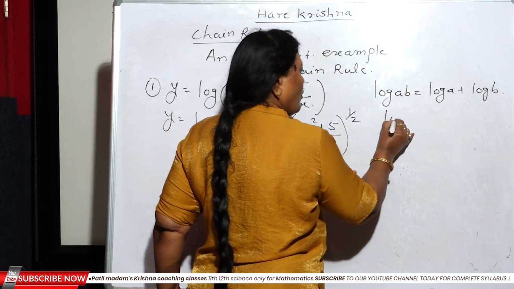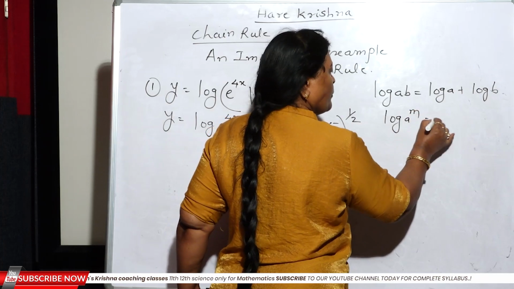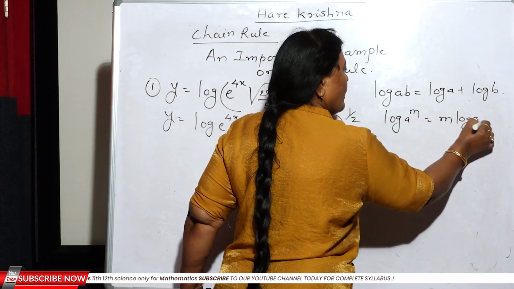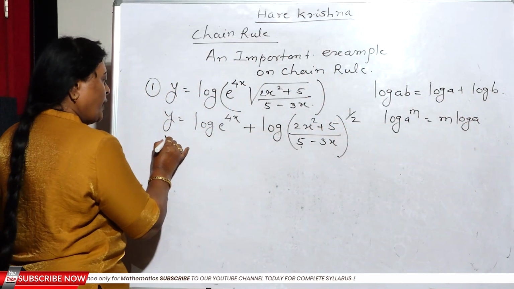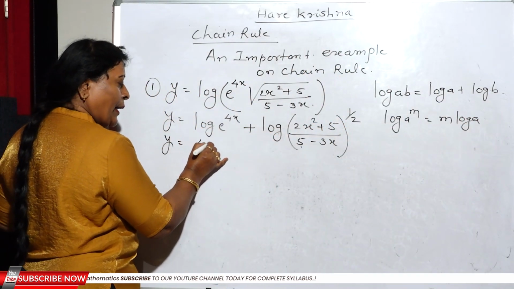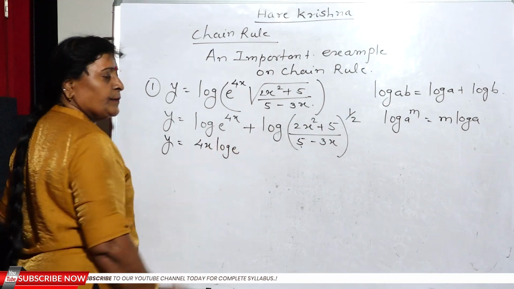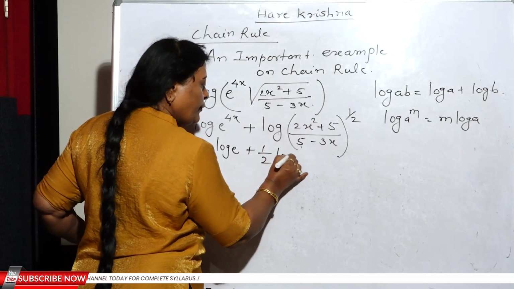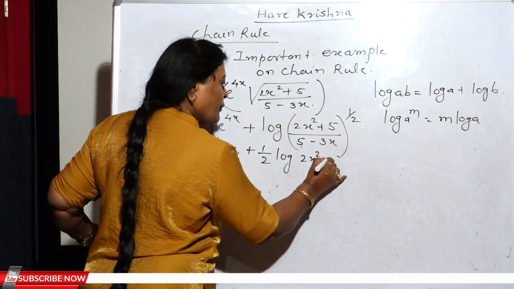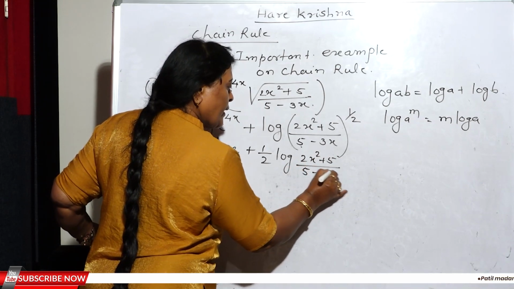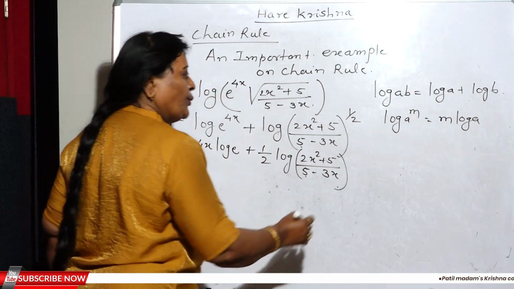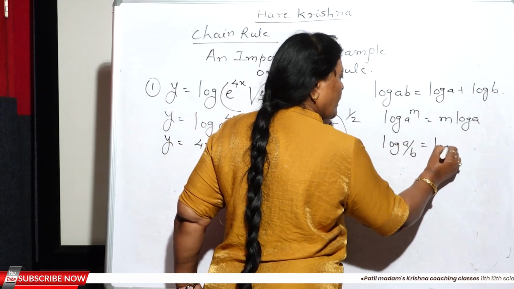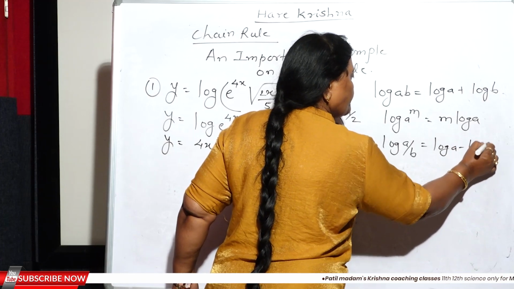Again you know log of a raised to m. Suppose log of a raised to m, then m you can multiply in front of log a like this. Here also, 4x you can multiply in front and log e remains as it is, right? Again this 1 by 2 and log of (2x square plus 5) divided by (5 minus 3x), right? Again you know the rule, the log of a by b means what here? Log a minus log b, right?